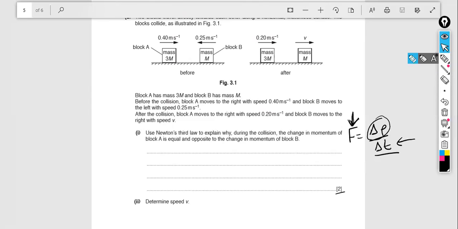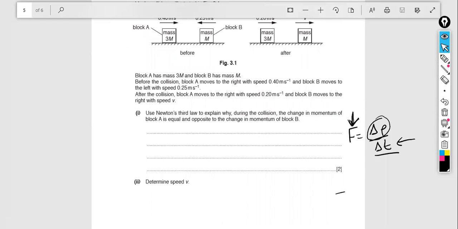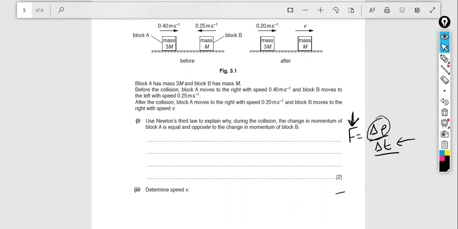The next one says determine the speed v. All right, and so that's the speed of this second object, block B. Let's see if I can. All right, so we have obviously the law of conservation of momentum here. Just look at the language: before the collision, after the collision. Even just looking at the figure, you should see, oh, this is a momentum type problem, right? I'm going to use the law of conservation of momentum here.